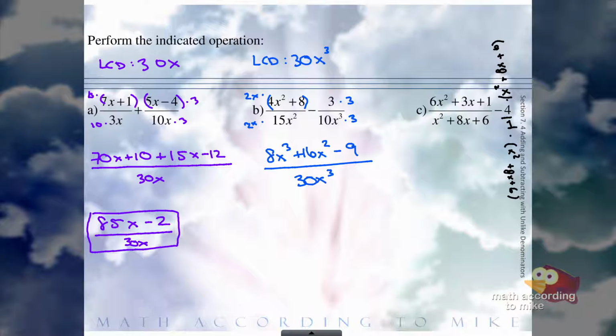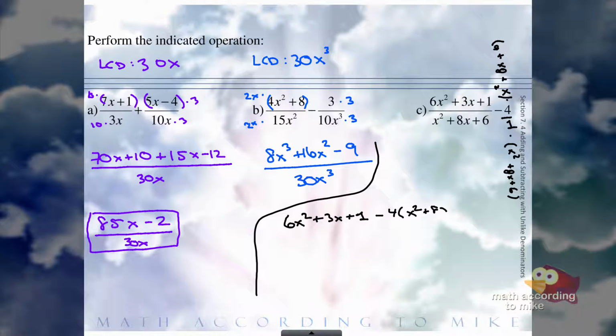Now, be careful. I'm going to put this down here actually because we need the room. The new fraction's numerator will be 6x squared plus 3x plus 1 minus, because it's a subtraction, 4 times the quantity x squared plus 8x plus 6. Biggest mistake students make is they distribute the 4, but they do not distribute the negative that's with that 4. So if I were to distribute that negative 4 through, I would have negative 4x squared minus 32x minus 24.